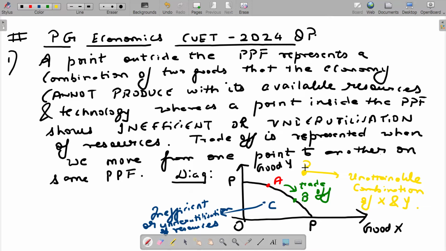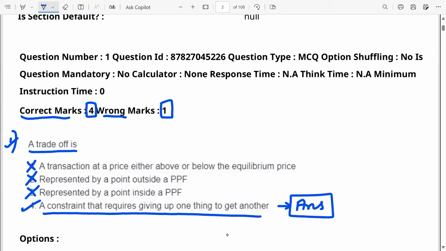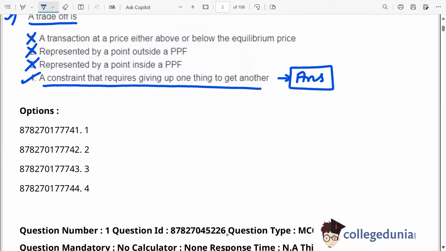Okay, so hoping students have understood this. Trade-off simply means that you are getting something, but you have to sacrifice the other. You are gaining good X, but you have to sacrifice good Y. Okay. So if I come back to the question paper now, let's look at question number 2.